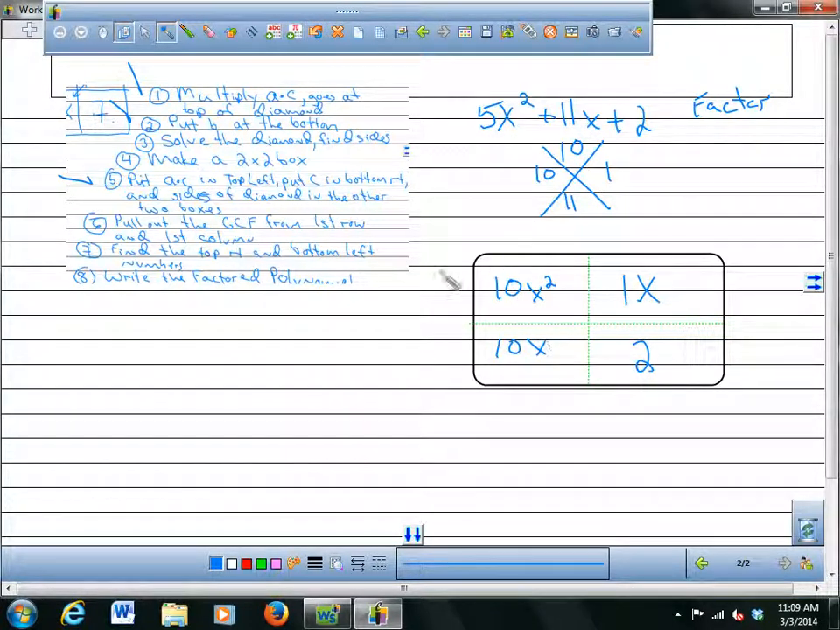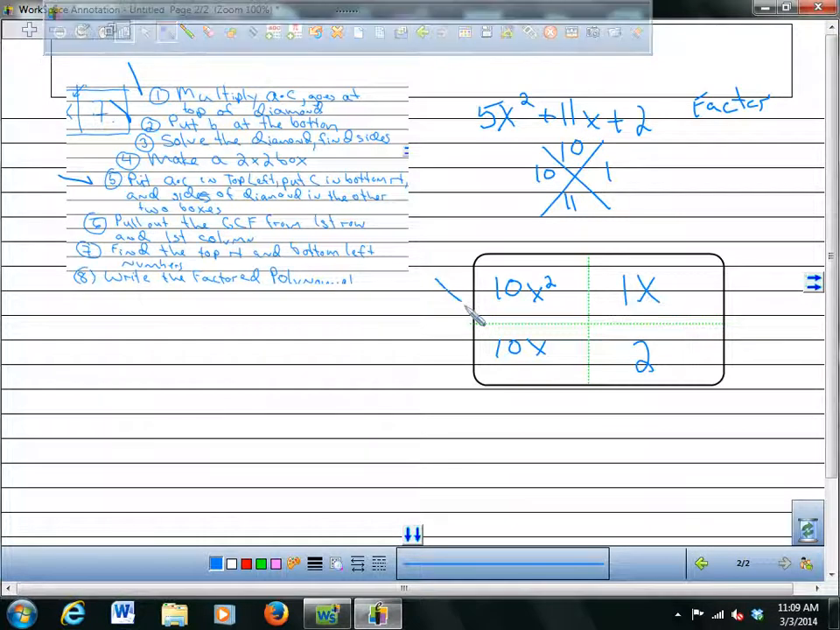Okay, so now I have to pull out the GCF from the first row and the first column. So what's the GCF in the first row? What can I take out of both? One what? X. I can just pull out a 1x, or just plain old x. What's the GCF in the first column? 10 what? X, okay? Now I'm going to find the top right and bottom left numbers, meaning what goes here? 1. What goes down here?